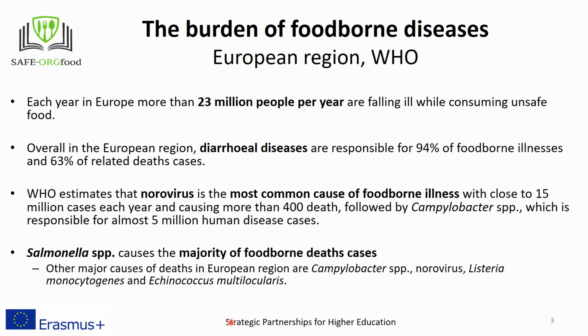Each year in Europe, more than 23 million people fall ill from consuming unsafe food. The World Health Organization estimates that norovirus is the most common cause of foodborne illness in the European region with close to 15 million cases each year, followed by Campylobacter, which is responsible for almost 5 million disease cases.